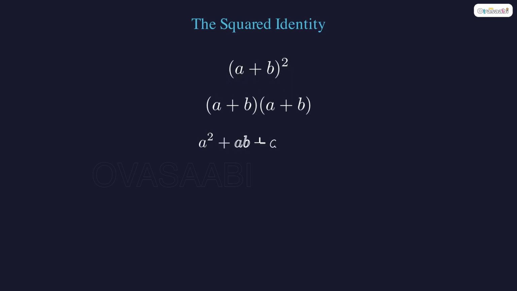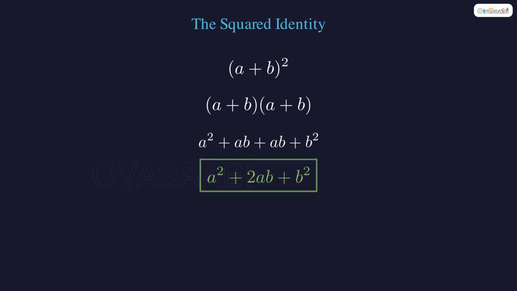Squared means times itself. So, a plus b squared is a plus b times a plus b. Expand to get a squared plus 2ab plus b squared. Memorize this identity.